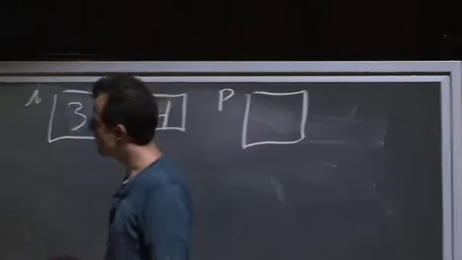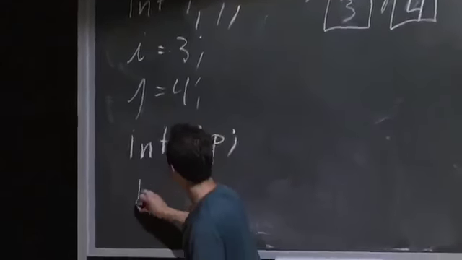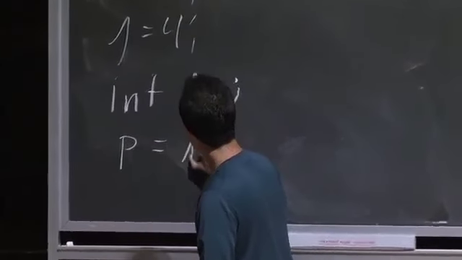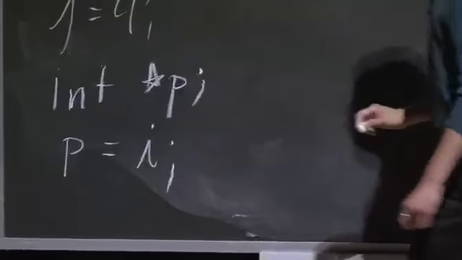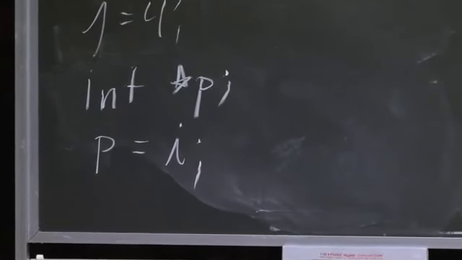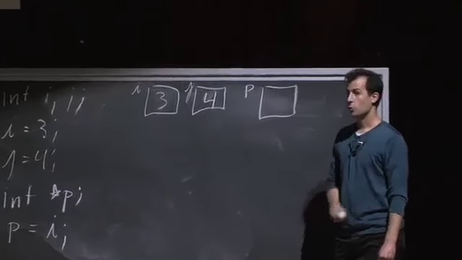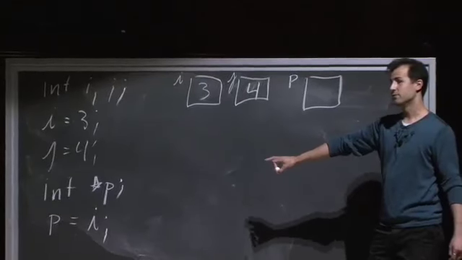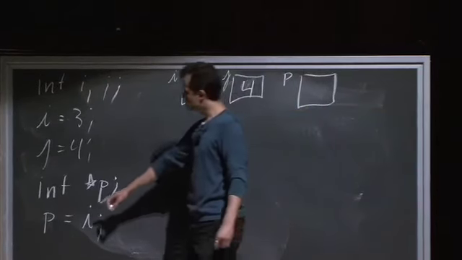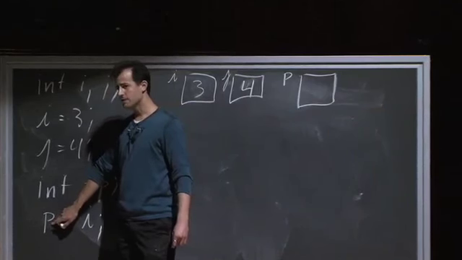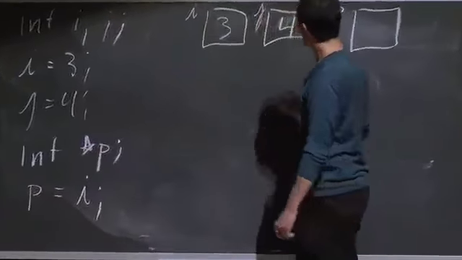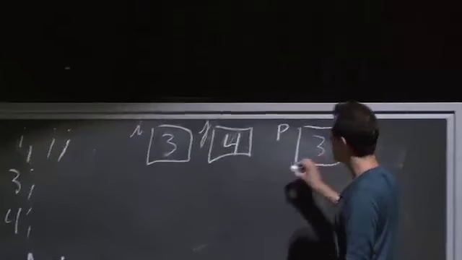And if I now say this, let's say p gets i, what would that do for me? p gets i. So nothing. Bad stuff, right? Because I'm saying store in this address, store in this variable i. Well, what does that mean? Well, that means put 3 here.